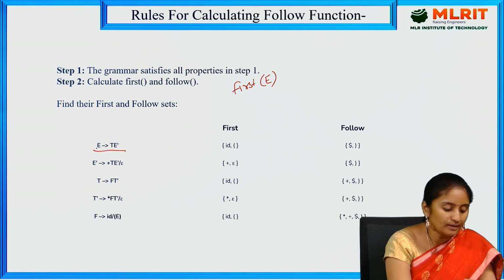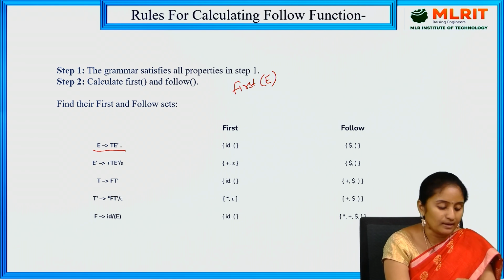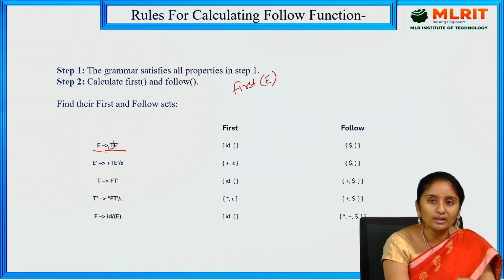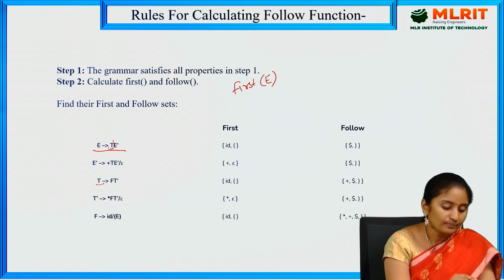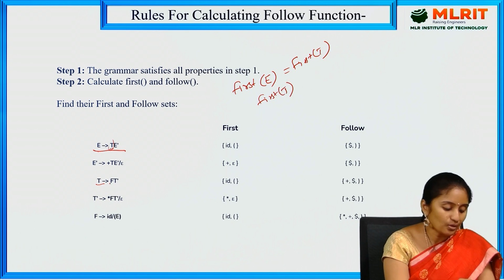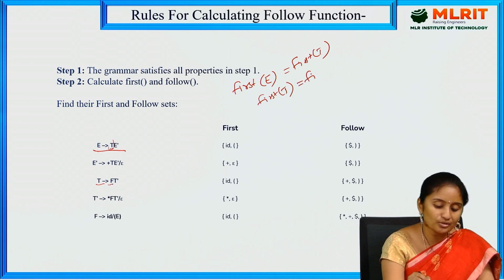See here, in first of E, I have T, which is a non-terminal. So if I find a non-terminal, we go for the T function. So first of E is equal to first of T. Again, first of T begins with a non-terminal, so first of T is equal to first of F.